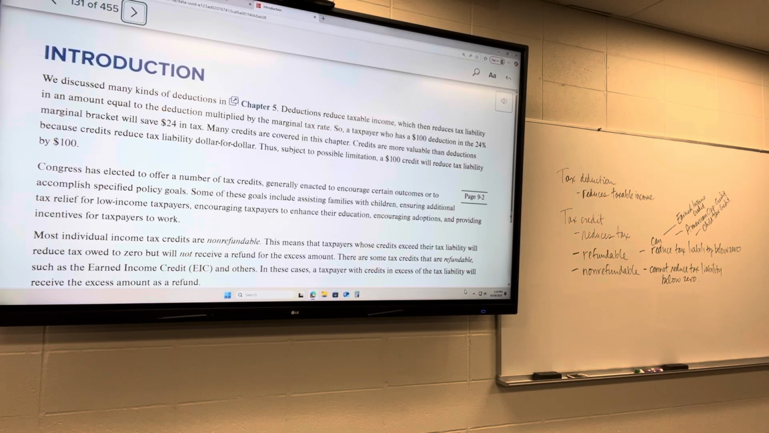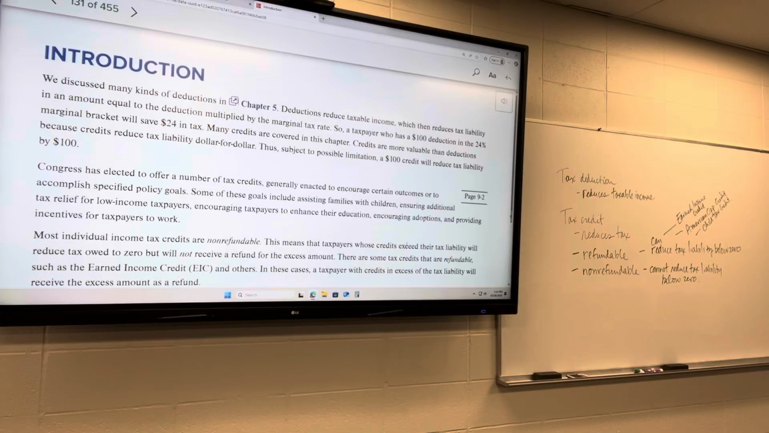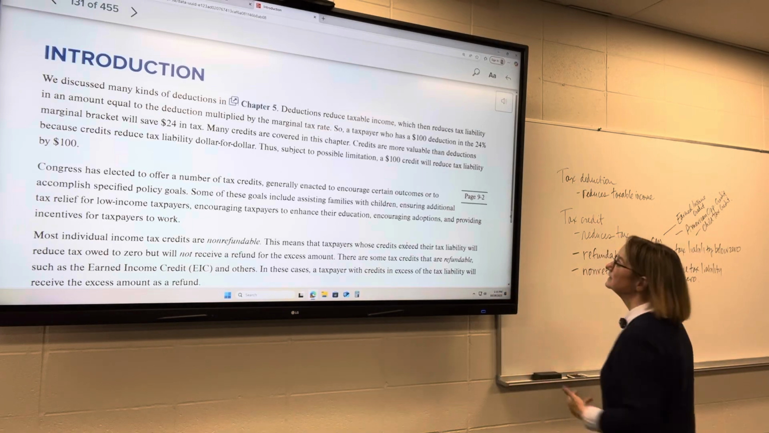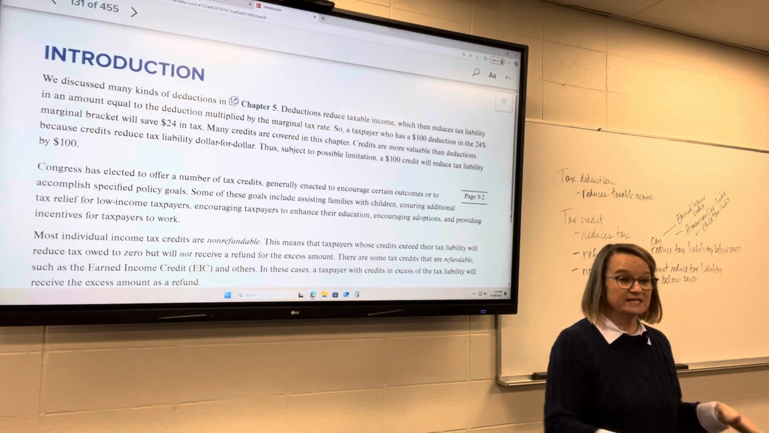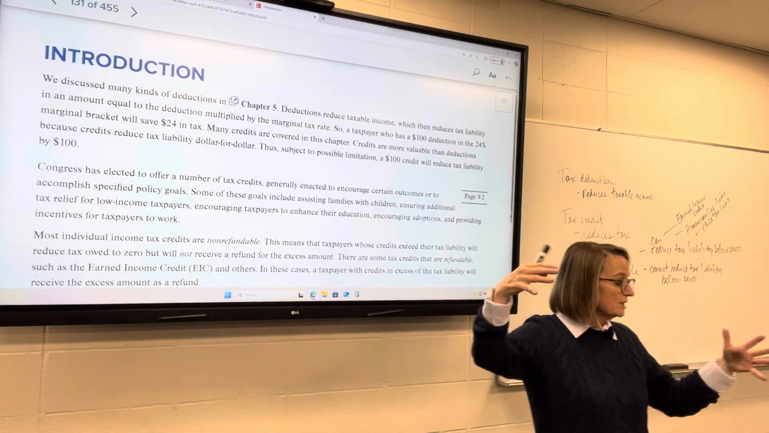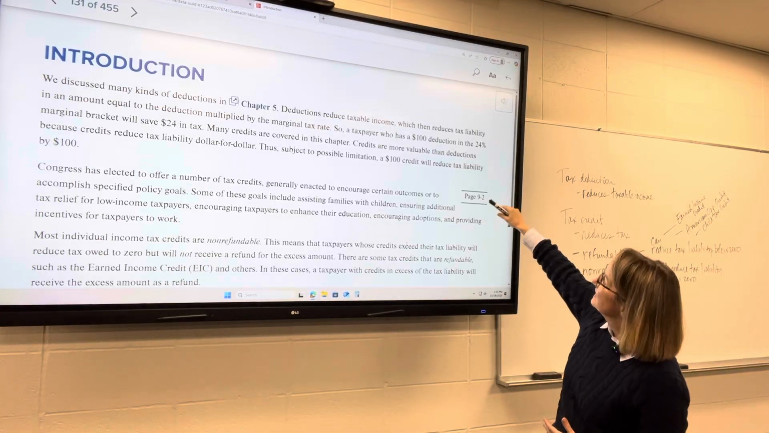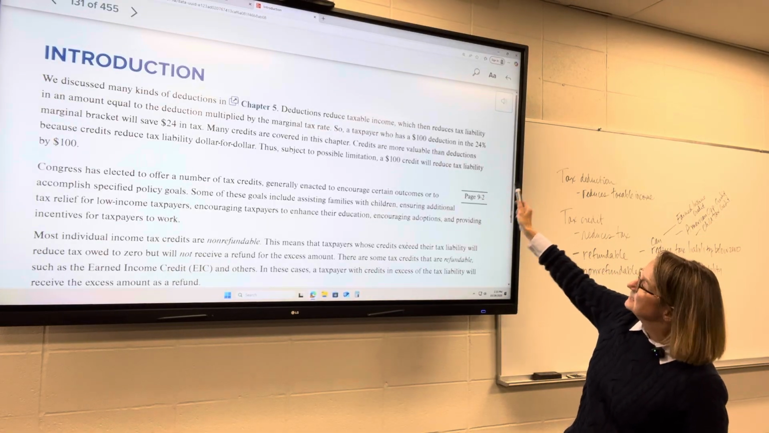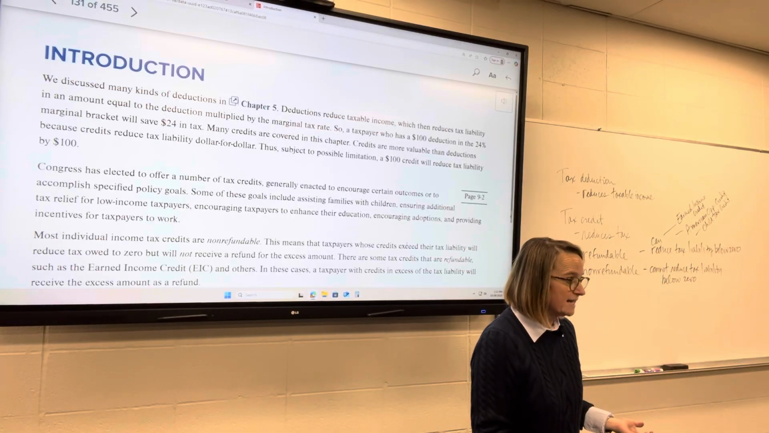Well, this kind of gives you an idea of the difference between a credit and a deduction. They've got an example here. We'll take a look at this real quick. So deductions reduce taxable income, which then reduces tax liability, but that reduction is a percentage, obviously, whatever the marginal tax bracket that they're in is. So for an example, a taxpayer with a $100 deduction in the 24% tax bracket is going to save $24 in tax, right?